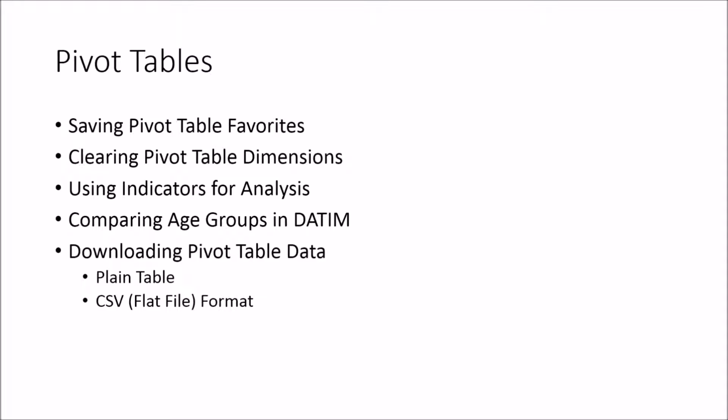In this pivot table demonstration, we will also show you when using indicators for analysis is useful, compared to how we usually select data elements for our analysis in DHIS. We will add in some age groups and show how we can define which age groups are cross comparisons between different data elements. We will also download pivot table data, including as plain tables, as well as a CSV or flat file format, which allows you to export the data into many different software packages.